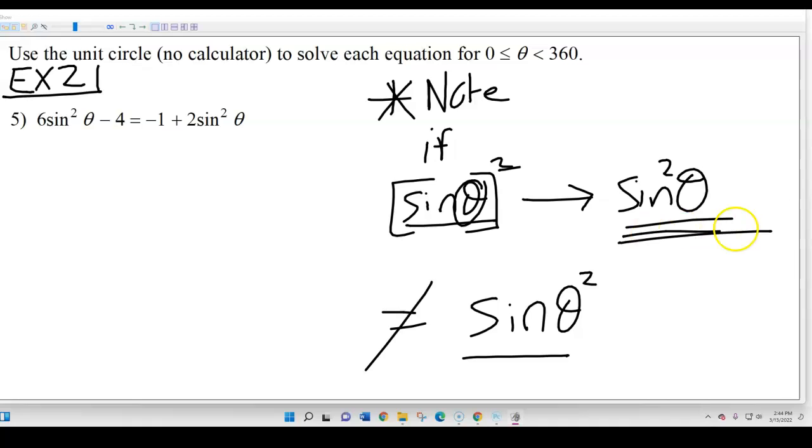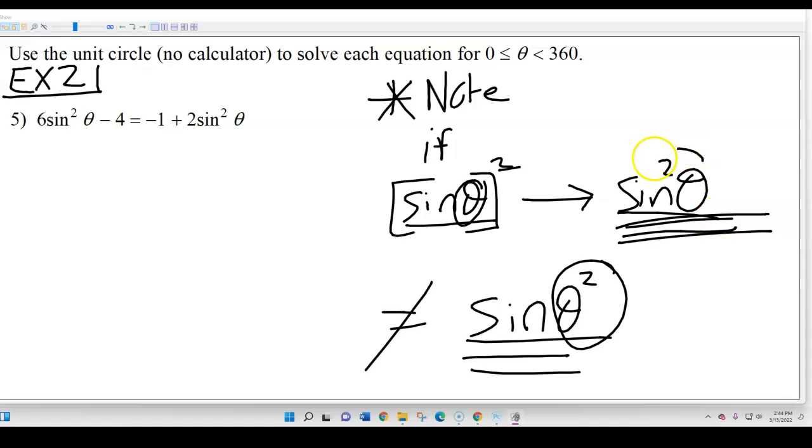On this one up here, the square is right after the sine. And this one down here, it's on the theta. In this case, this means you're squaring the angle and then you're taking the sine of it. This one up here means you're finding the sine of the theta first and then you're squaring it. So it's a different order, okay?